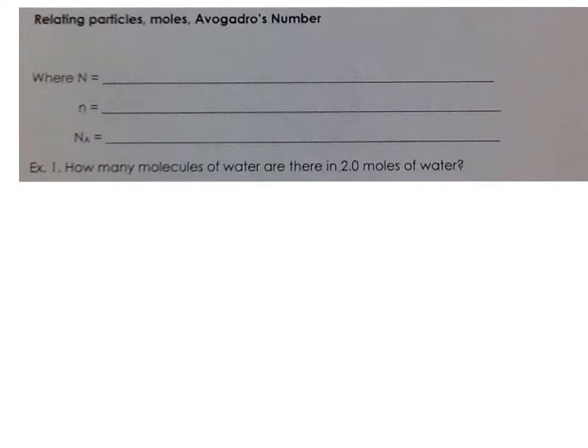Relating particles, moles, and Avogadro's number. So these are actually related. Big N is the number of particles. So if you see a question that says how many, they want to know big N, the number of particles. Small n is mole. And NA is Avogadro's number.